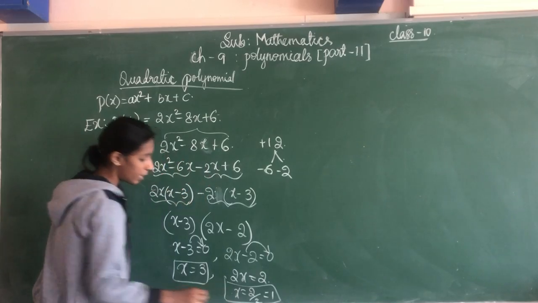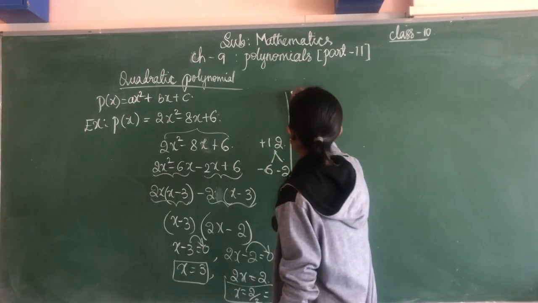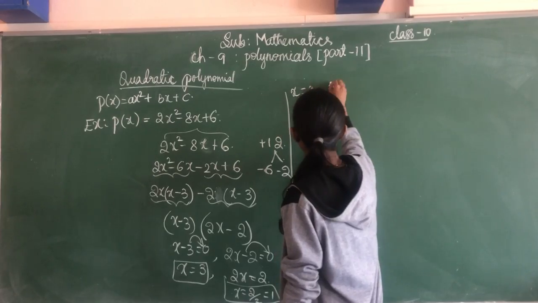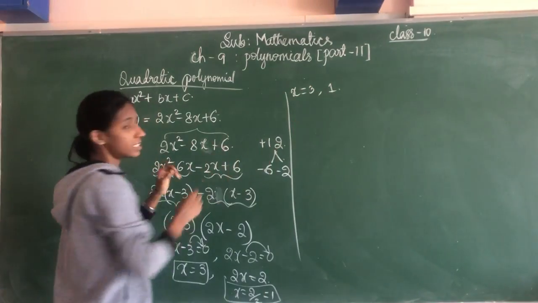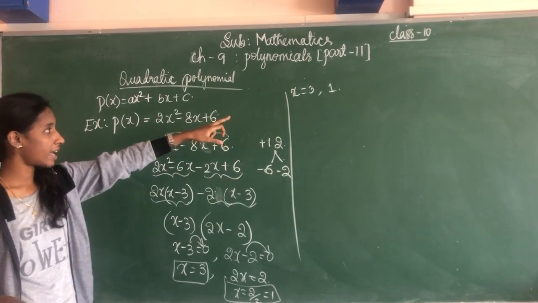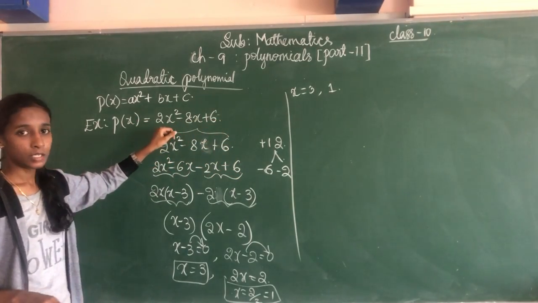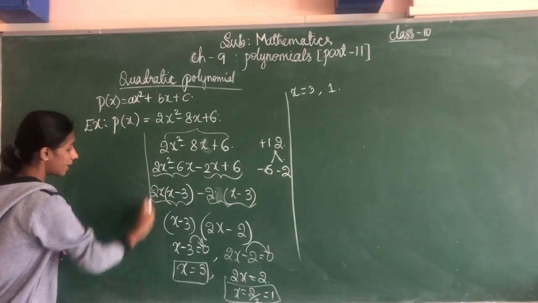You have got two values, 3 and 1. So what are the zeros of the polynomial? They are 3 and 1. If you substitute the value of x as 1 or 3 in this, you will get 0. Let us just cross check for your understanding.